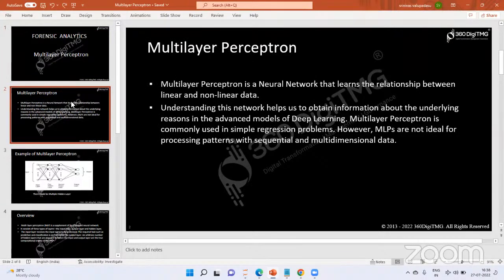Before going to the multi-layer perceptron, what is a neural network? A neural network is a connection of neurons which are responsible for taking decisions. Now there are various neural networks. One of them is the multi-layer perceptron. It is a feed forward neural network, and it is for a simple regression problem.